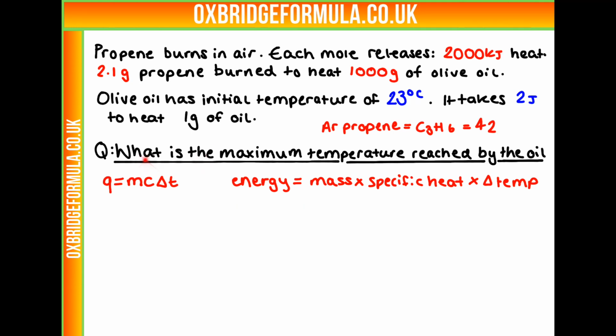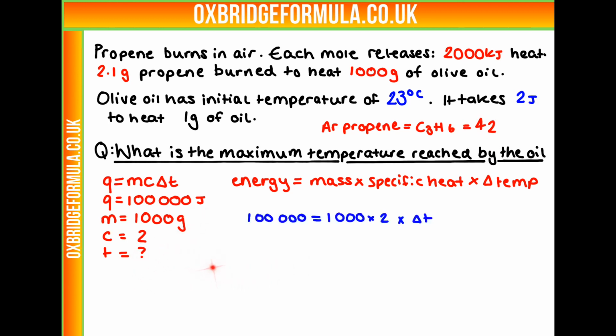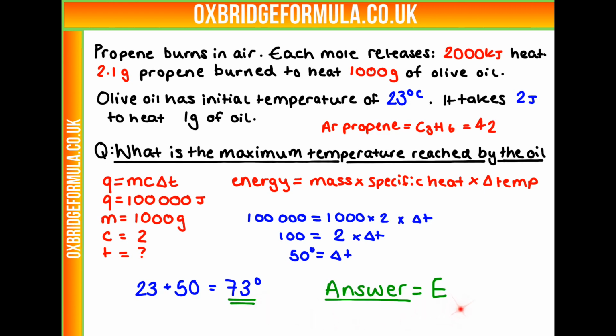So now focusing on our equation, we know that the energy is 100,000 joules, our mass of oil is 1,000 grams, our specific heat capacity is 2, but what is our change in temperature? Well, if we plug those into the equation and simplify this down, we get that 100 equals 2 times delta T, or 50 degrees is the change in temperature. So if the starting temperature is 23, that must mean that the original temperature was 73 degrees Celsius. So that's our final answer, which gives us an answer of E.